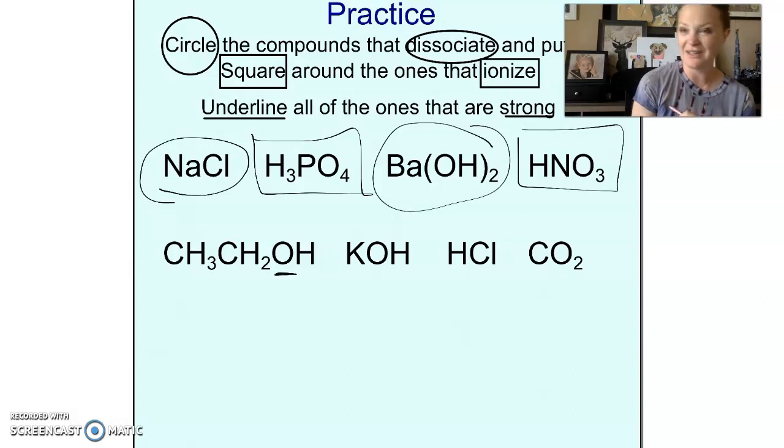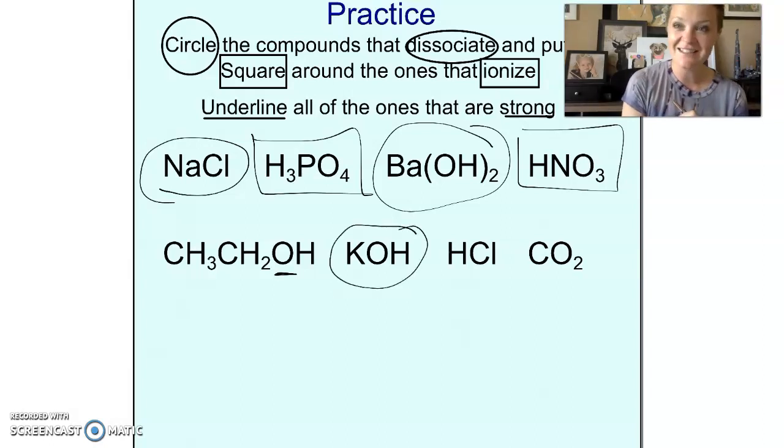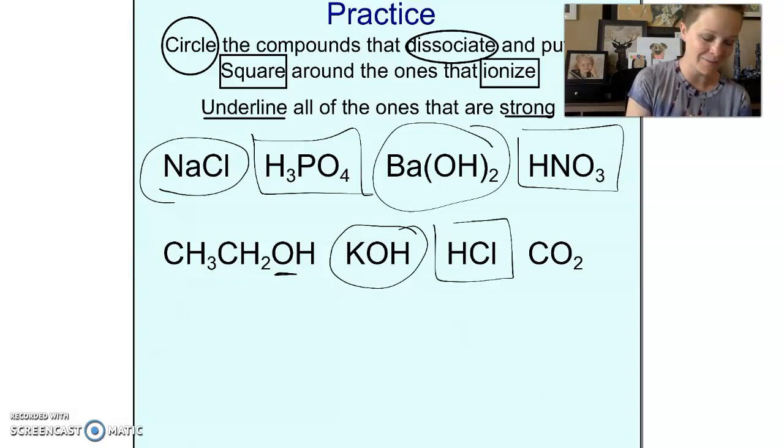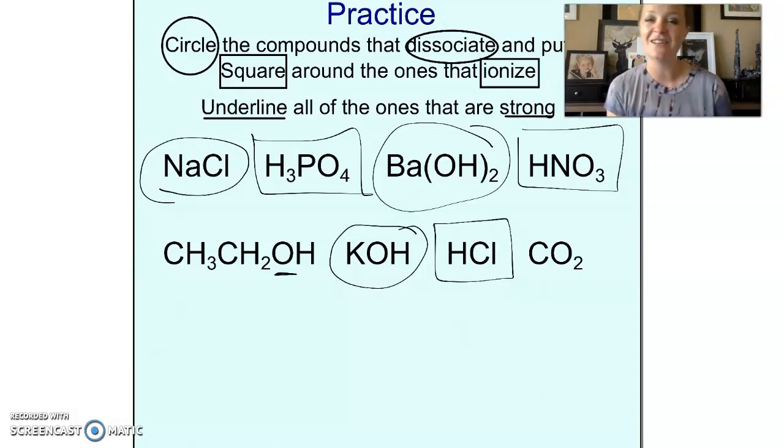It's just a covalent molecule. Even though it's got that OH, it's not actually a base. It has to be ionic to make the OH ion. KOH is ionic. It's a base because it makes OHs. I'm going to circle it because it dissociates. And then HCl is an acid, so I'm putting an X or a box around it. And then CO2 is neither. It's not ionic. It's covalent and it won't ionize or dissociate, so I'm just going to leave it.